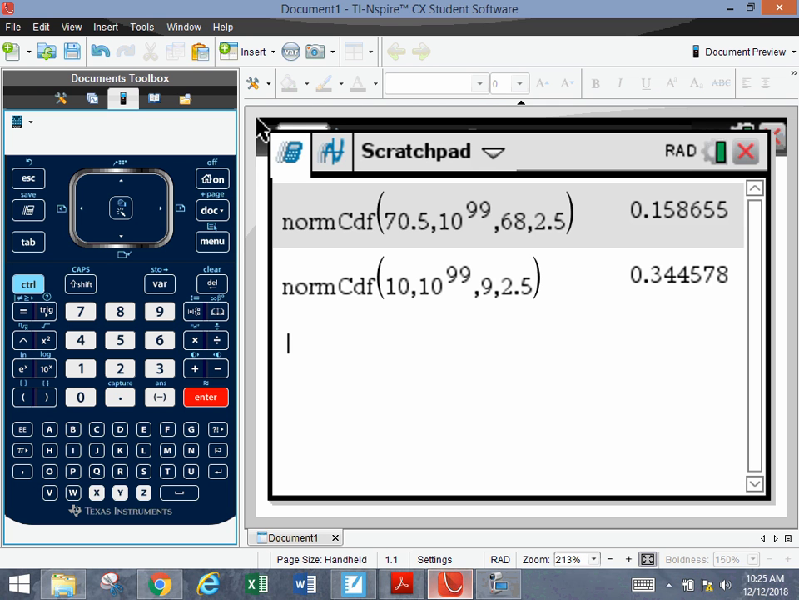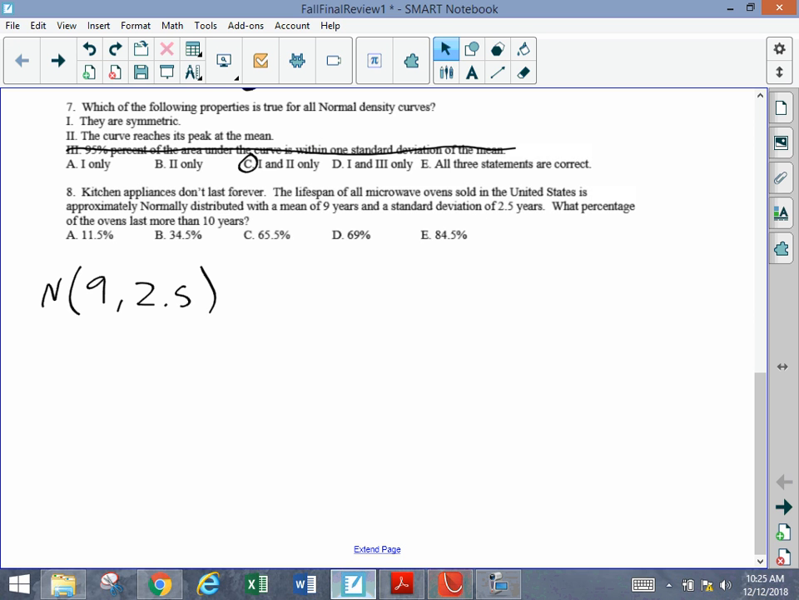So approximately 34.5. Where are we at there? Ooh, that's a B. Wow, I think that's still something I do PDF.